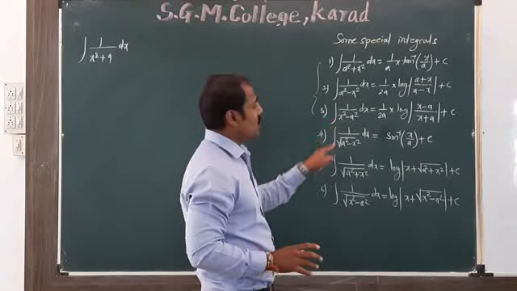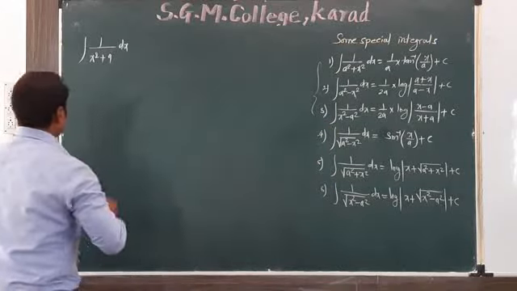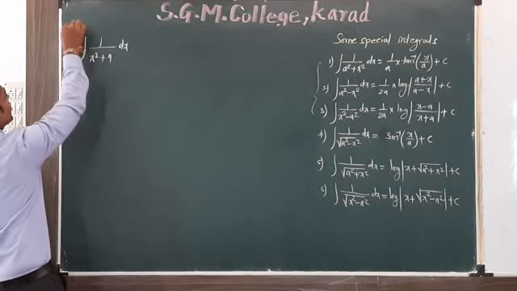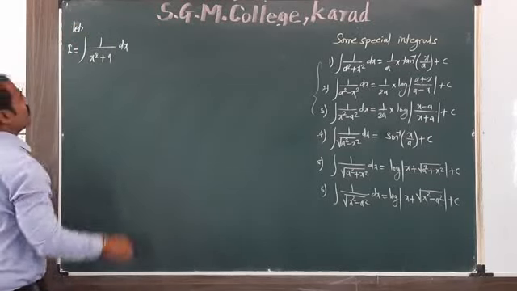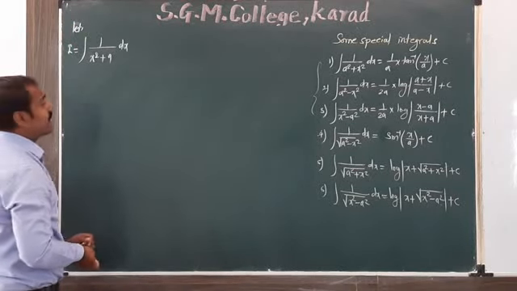Then we use these types of formulas, that is special integral formulas. First, denote the given integration by I. So starting with, let I is equal to integration of 1 upon x square plus 9 dx.